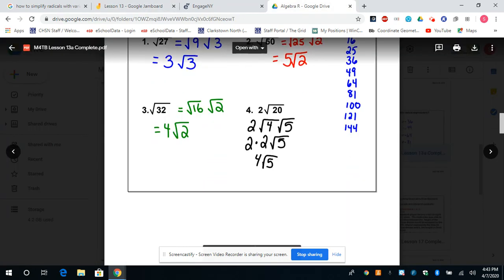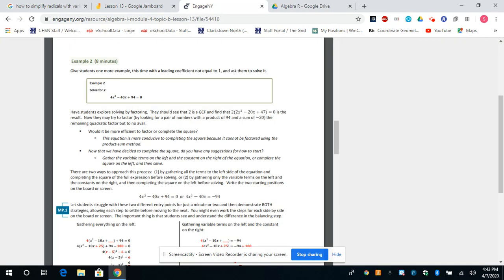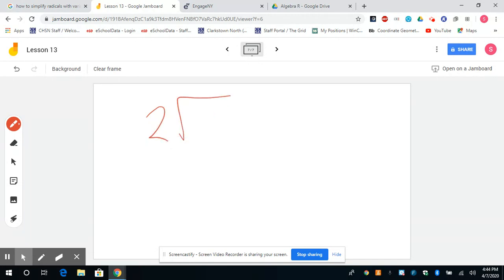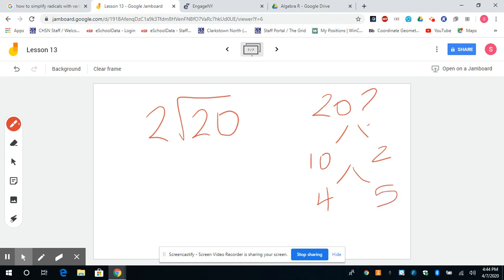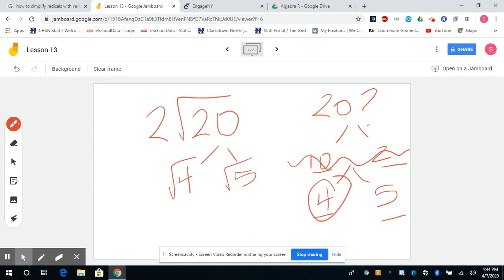Let's do 2 radical 20. So I'm going to think to myself, what makes 20? 10 and 2 make 20. 4 and 5 make 20. But I want one to be a perfect square. So is 10 or 2 a perfect square? No, so I shouldn't use that one. 4 and 5. Is one of these a perfect square? Yes, 4 is the perfect square. So what I'm going to do is, and some of you are going to remember this, right? Like you can always break down 20 into 4 and 5.